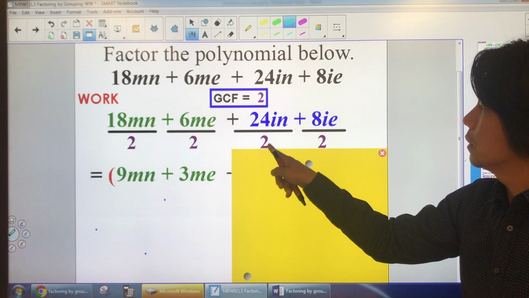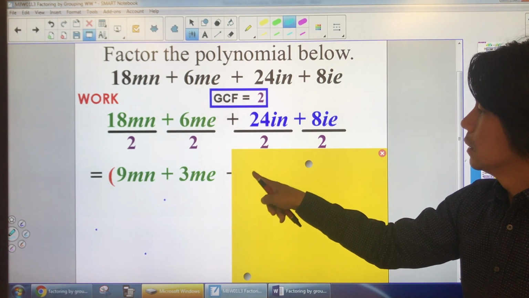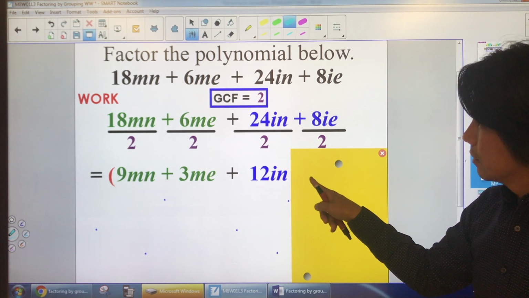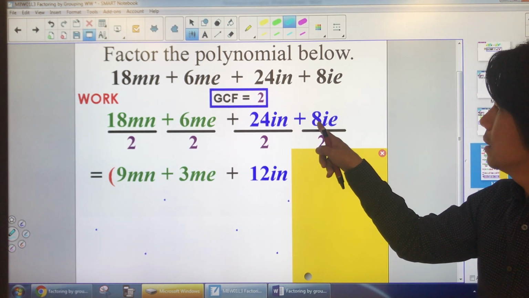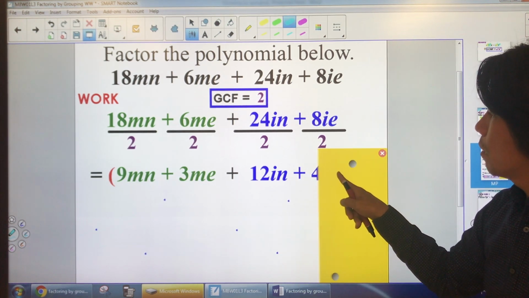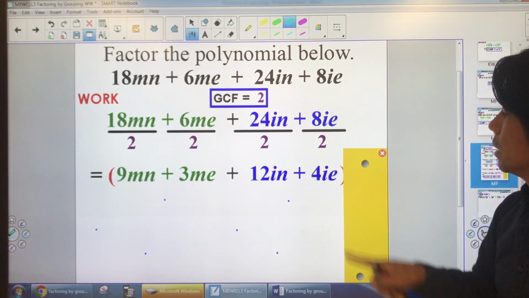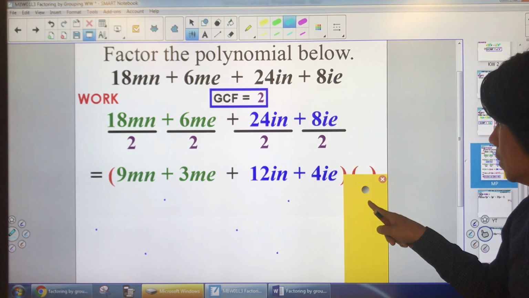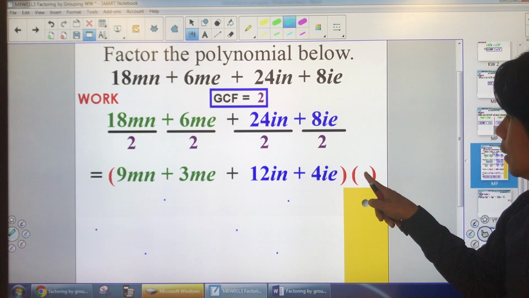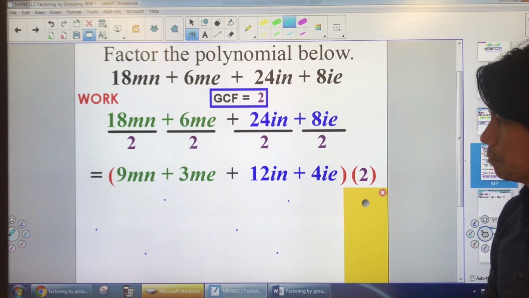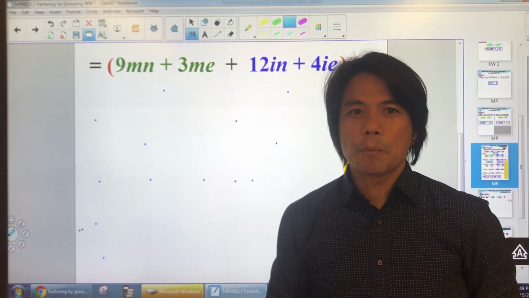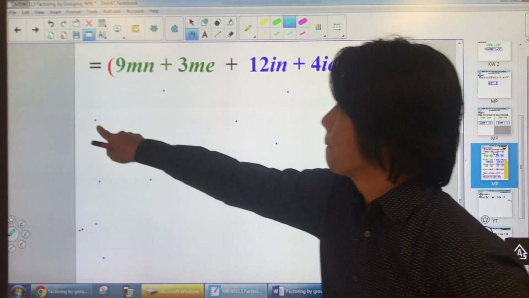Now how about 24in? So 24 divided by 2, that's positive 12in, right? And then positive 8ie divided by 2, that's positive 4, and then you keep the variables. Now, there's another parenthesis here. What do we put there? The GCF 2. Clear?